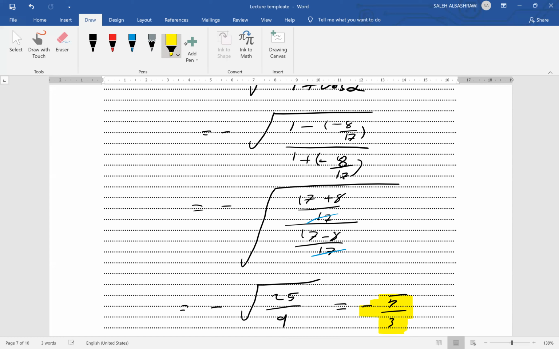So this is the idea of applying the half angle identities to find sine or cosine or tangent alpha over 2.